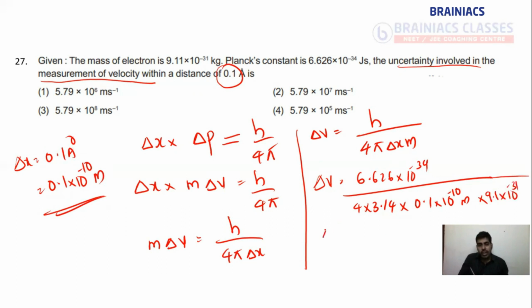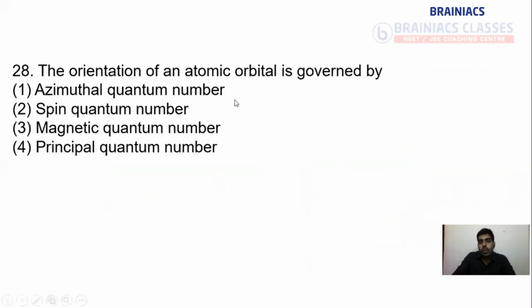After doing this, you will get delta v equal to 5.799 into 10 raised to 6 meter per second. After division, you get 5.799 into 10 raised to 6 meter per second. Answer is option A, 5.79 into 10 raised to 6 meter per second. This is the uncertainty in velocity. I think it's clear. Moving on to question number 28.